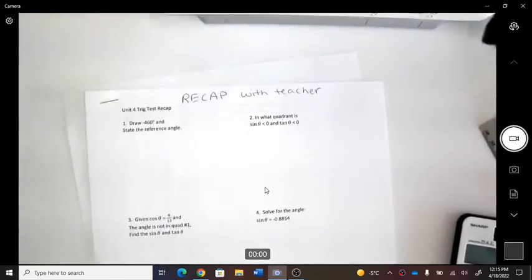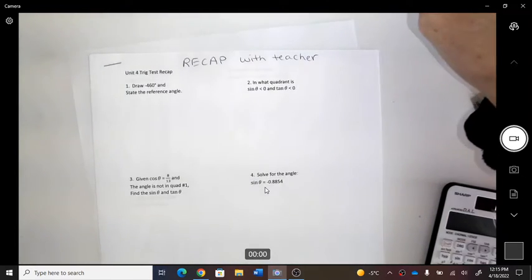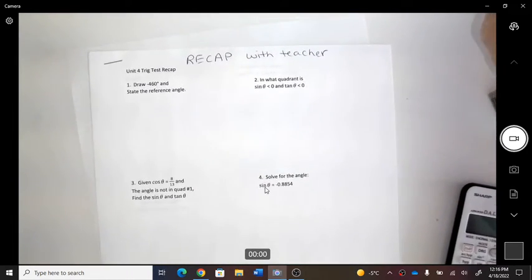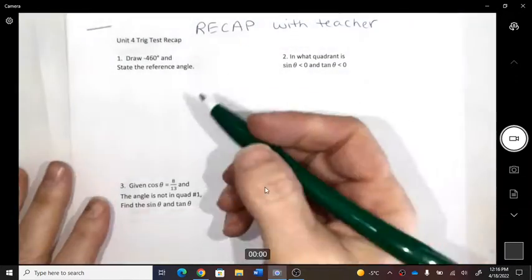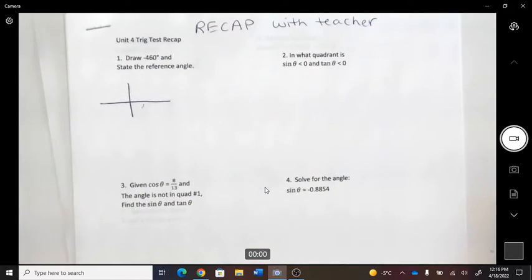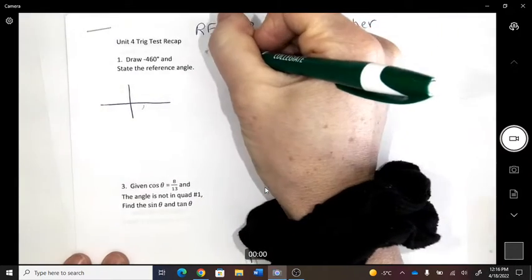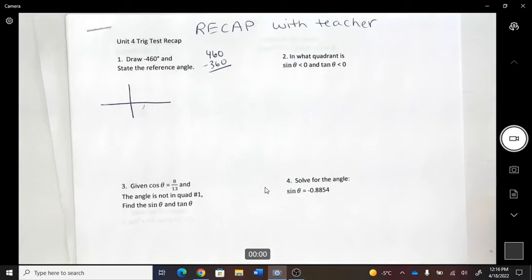All right, there will be a section on your test about drawing angles. Okay, so the first one is negative 460 degrees. First of all, I'm going to be rotating down that direction. I already know that this is past an entire circle, right? Do we know how much past? How much more than a full circle are you going to be?